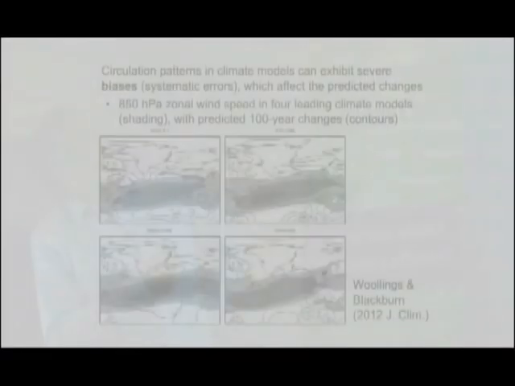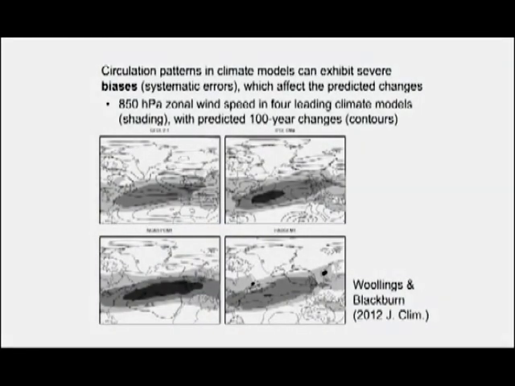This is also work from Reading colleagues Tim Woollings and Mike Blackburn here. So this is circulation patterns. This is to show that there's a bias problem. So bias, of course, is systematic error, and that affects the predicted changes. These are the lower tropospheric zonal wind speed at 850 hectopascals, which is just above the boundary layer in the lower troposphere. These are 4 of the leading climate models: the GFDL and the NCAR model from the U.S., the French model, and the Met Office model. And the contouring here shows the zonal wind speed in the climatology, the average zonal wind speed.